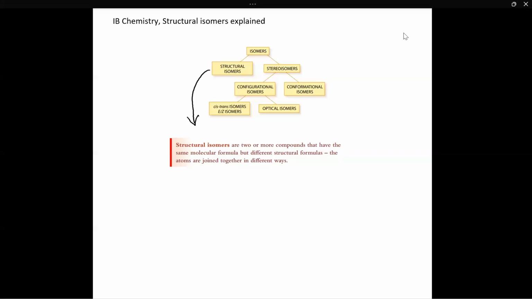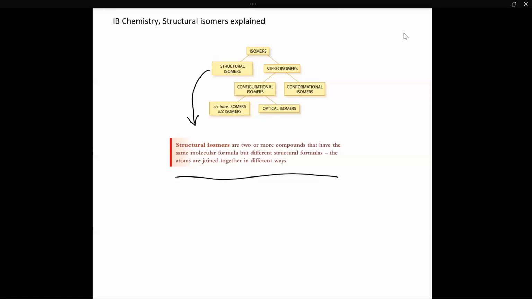Now, what are structural isomers? Really, there are many different types of isomers, as you can see, right? And the simplest one out of all of them are structural isomers. As you can see from this definition over here, structural isomers are basically two or more compounds that have the same molecular formula, but different structural formulas. And the structural formula basically entails that the atoms, when you draw the structural formula, are actually joined in different ways. And that gives you a completely new type of compound.